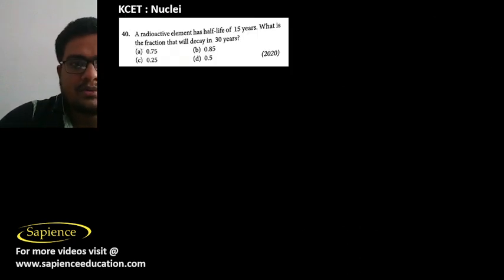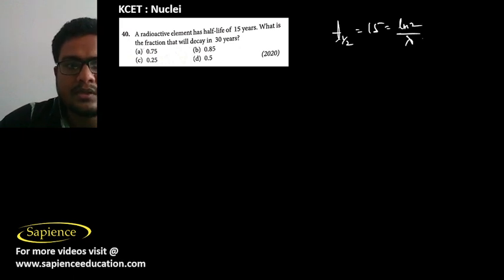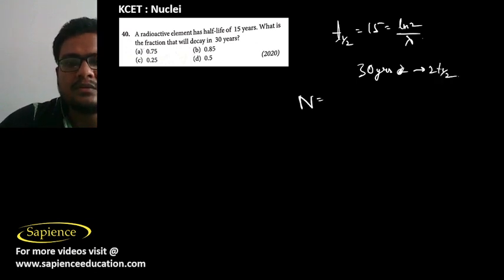Then question number 40. A radioactive element has a half-life of 15 years. So the half-life is 15 years, equal to ln2 by lambda. Then what is the fraction that will decay in 30 years? That means 30 years means 2 half-lives. So N is the number of nuclei that will remain undecayed at time t.